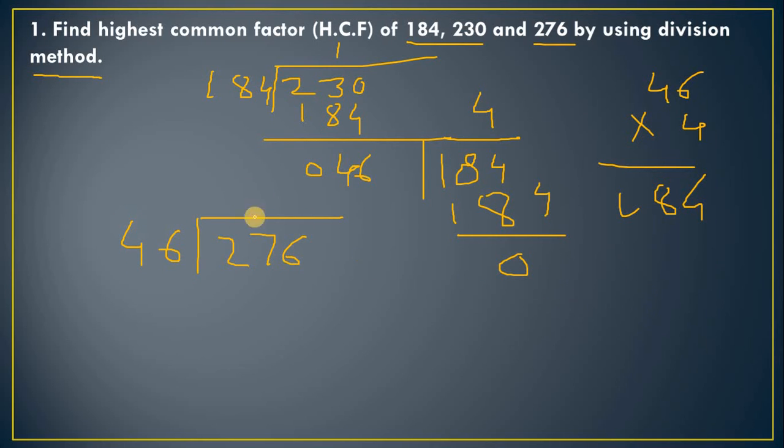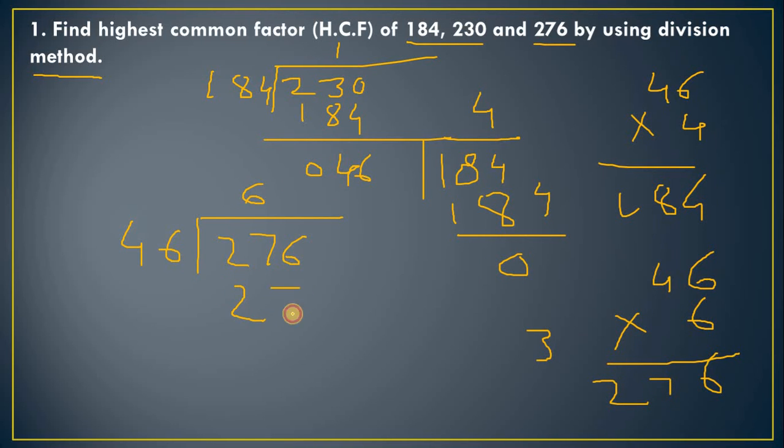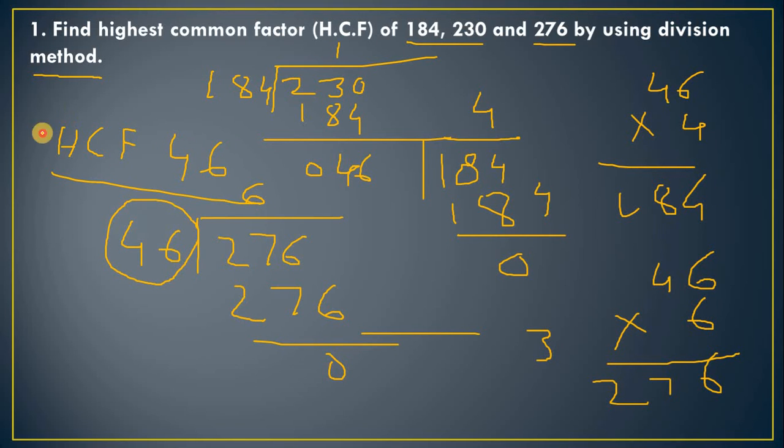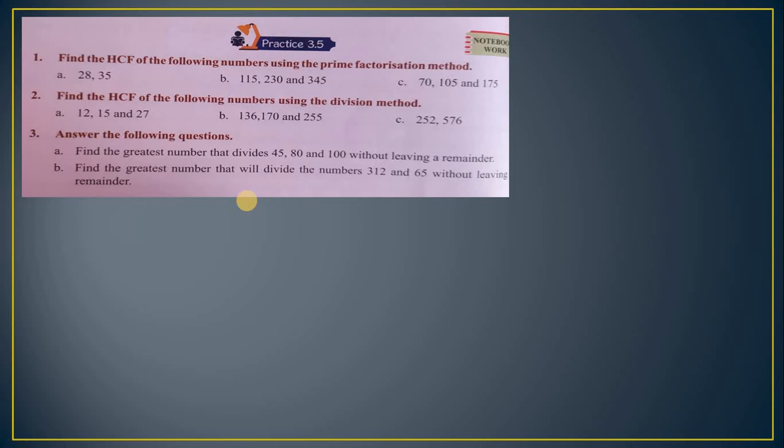So here 46. Which quotient will be there? We will check that. If I multiply by 4, we get 184, so here I try 6. If I multiply with 6, I get that number 276. So our last divisor is 46, and that's why our HCF is 46. This is the answer and this is the way. This is a somewhat difficult method at the beginning, but if you practice it will be easy. On the basis of that, we will see some problems.